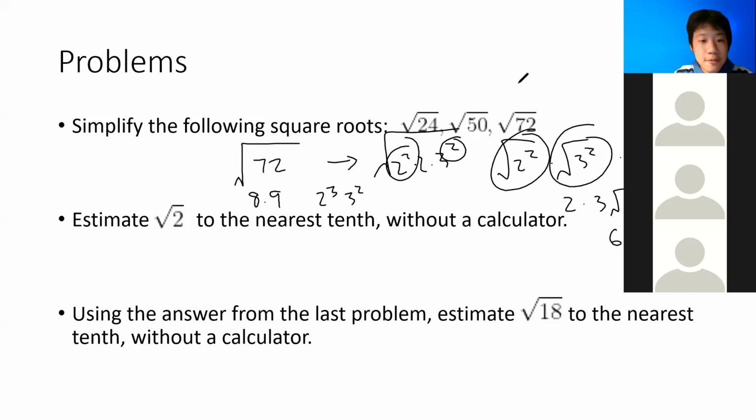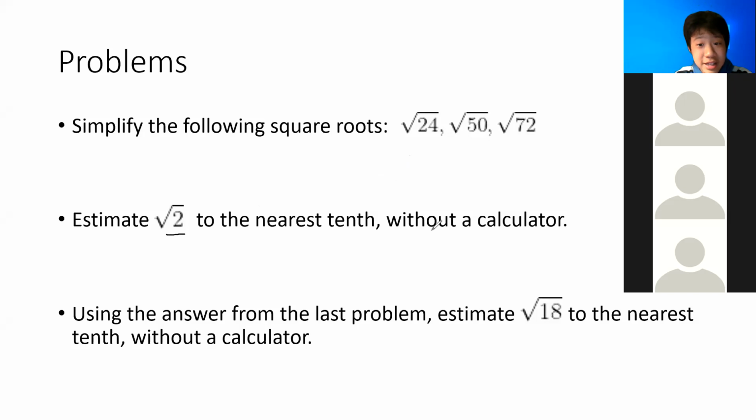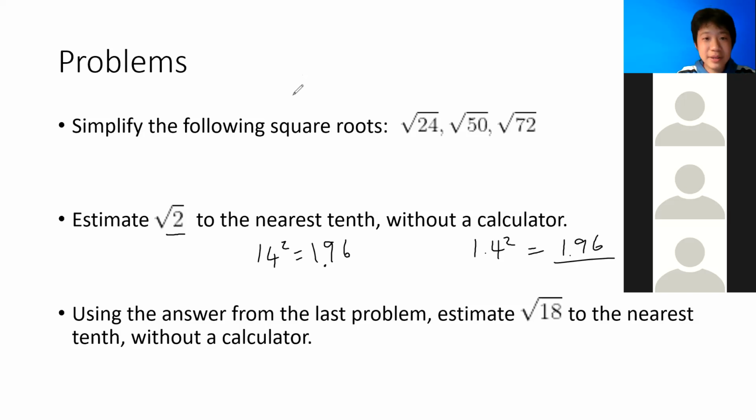Alrighty. Now, square root of 2 to the nearest 10th without a calculator. I know a lot of you have already memorized this, but how do you do it from scratch? How do you find what the square root of 2 is? Well, if you know your multiplication facts, you know that 14 squared is 196. That means 1.4 squared. Remember, all we need to do is add a decimal point so that there are 2 digits to the right of the decimal point now. 1.96. This number is really, really close to 2. So that means we can basically say that 1.4 is the square root of 2 to the nearest 10th.